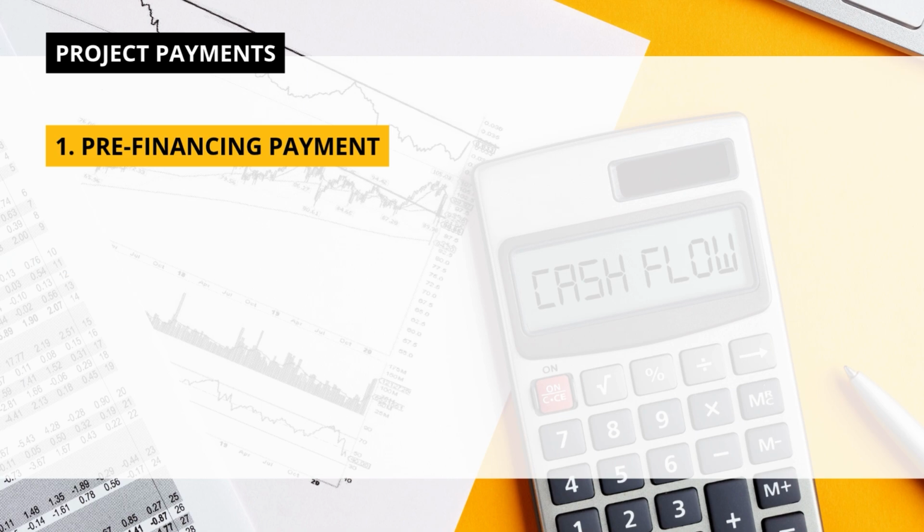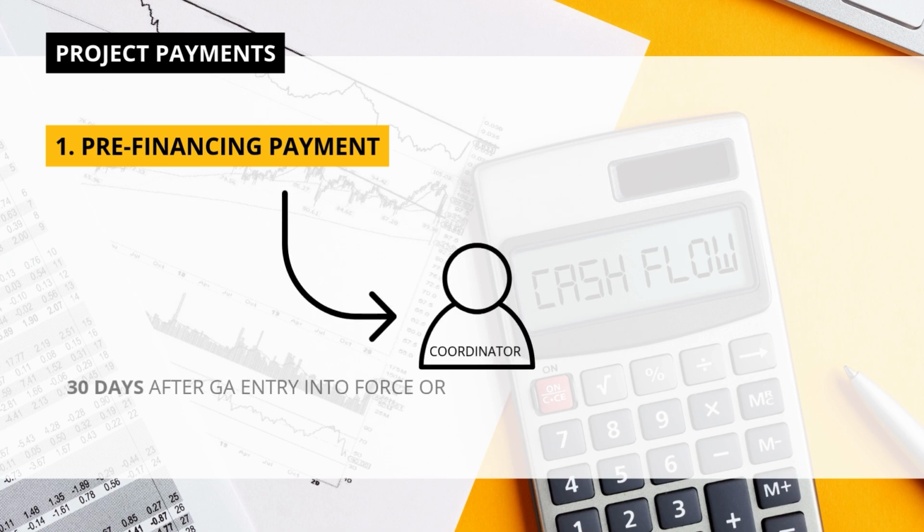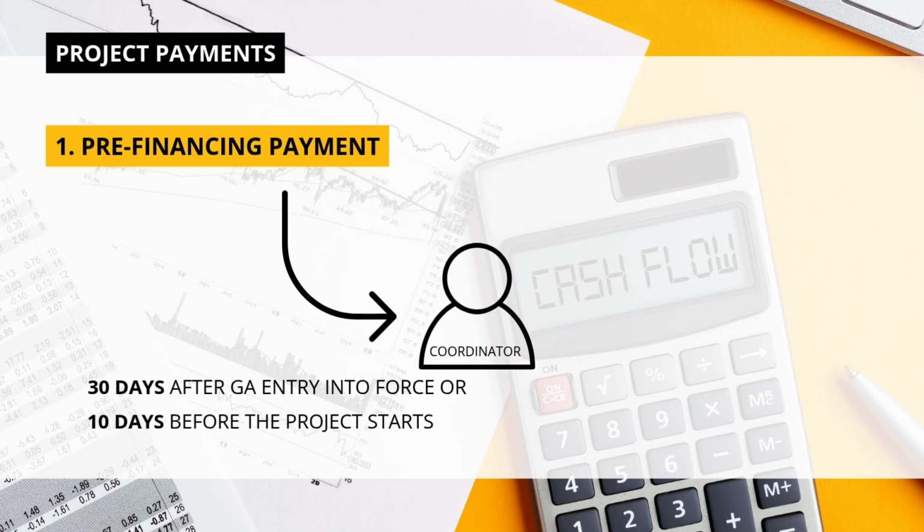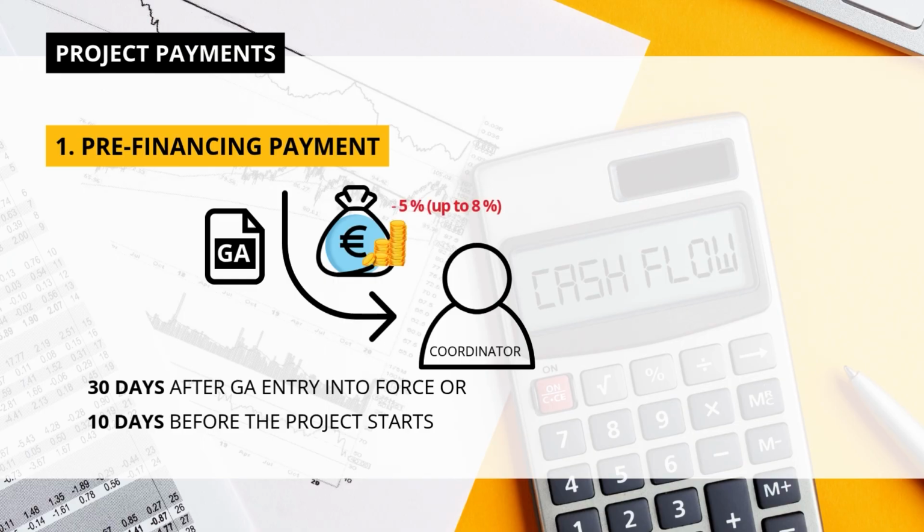The pre-financing is transferred to the coordinator within 30 days from the date of entry into force of the grant agreement, or 10 days before the project start date, whichever occurs later. The amount of the pre-financing is fixed in the grant agreement. It is essential to be aware that 5% of the total grant amount is automatically deducted from the pre-financing amount and contributed to the mutual insurance mechanism, which serves as financial security in case of unforeseen risks. Typically, the money retained in the MIM is reimbursed to the coordinator's account at the end of the project, along with the final payment.